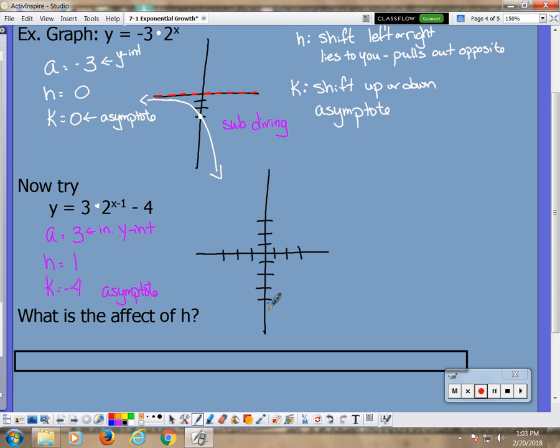Okay, so my asymptote's at negative 4, so I'm going to put a dashed line at negative 4. My A is positive, so I know my graph will be above the asymptote. I'm going to go to my initial y-intercept. So initially we're here at 3. But my H tells me to move 1 to the right, and my K says move down 4. 1, 2, 3, 1, 2, 3, 4. So I'm going to be right there.